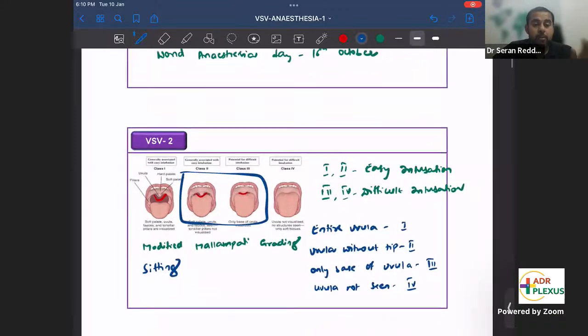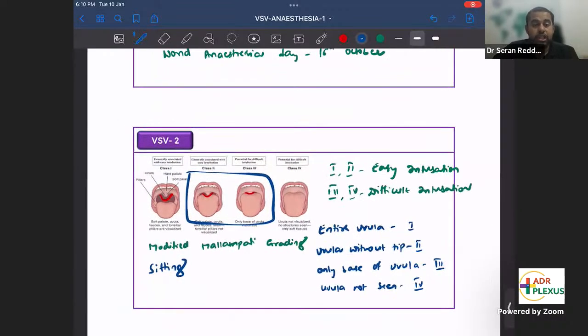Then coming to modified Mallampati grading, it is done in sitting position, and 1 and 2 are easy intubation, 3 and 4 are difficult intubation. You can easily identify by seeing the image. You get image based questions. Entire uvula is seen in 1, uvula without tip is seen in 2, only base of uvula is seen in 3, and uvula is not seen in 4.